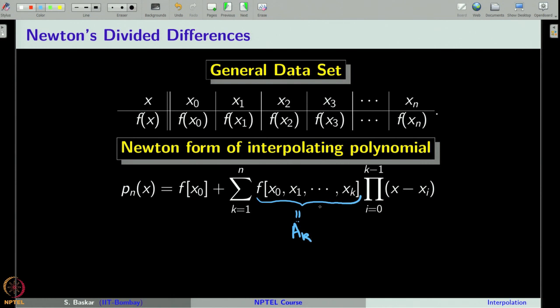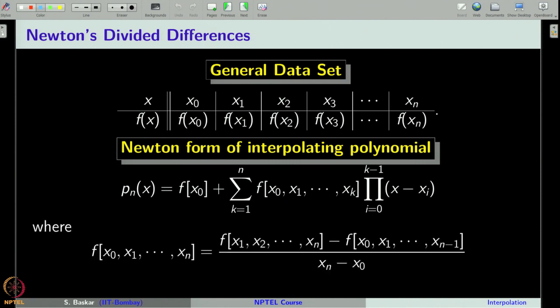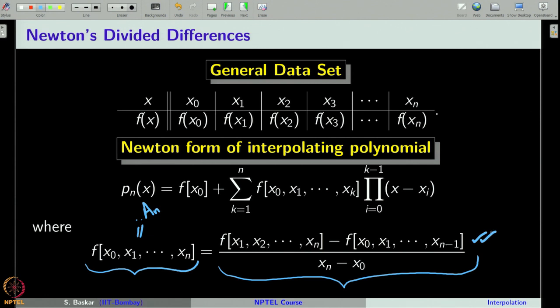With this notation, it is more convenient for us to pose the formula that we want. That is why we are introducing this notation, and with this we can write f of x0, x1 up to xn, which is nothing but our an in Newton's form of interpolating polynomial, in terms of the lower order values. And the formula is given like this. We will see this formula in more detail in this lecture, and we will in fact also derive it. I am just posing this formula here.